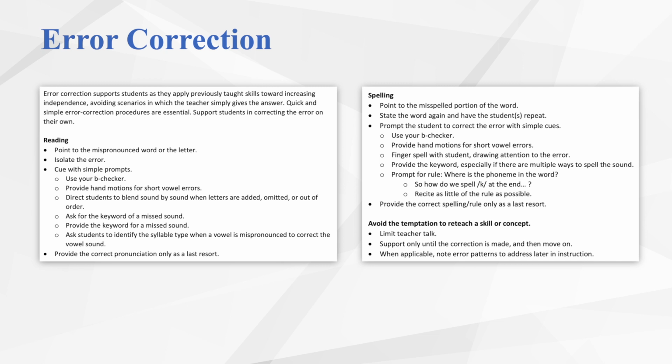Let's talk about the correction strategy. The guiding principles of error correction are: isolate the error; cue with simple prompts such as hand signals, keywords, fingerspelling, or perhaps the rule; provide the correct sound or word only as a last resort; and avoid the temptation to reteach. Make a note of the errors students are making. Perhaps you just need to review a pattern or sound more frequently. If several students are making the same error, you may need to reteach it.